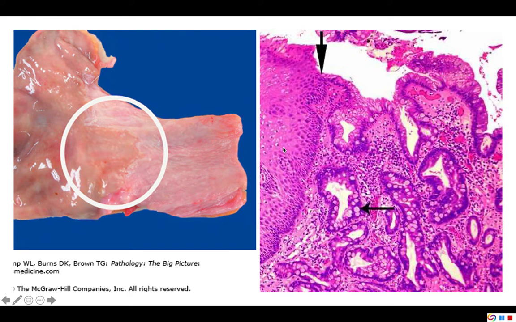So here, this would be a normal stratified squamous epithelium that the esophagus should look like, and then if it changes, it's now changing into this columnar epithelium with lots of goblet cells. The purpose of those goblet cells is to secrete mucus, and that's going to protect the esophagus against that stomach acid that's coming up. So you should not normally see those in the esophagus. If you see them, then that is indicative of Barrett's esophagus.